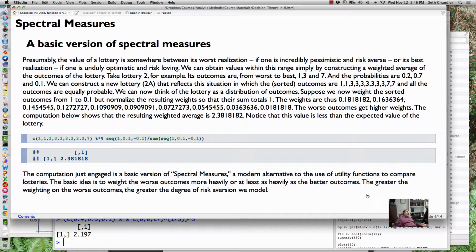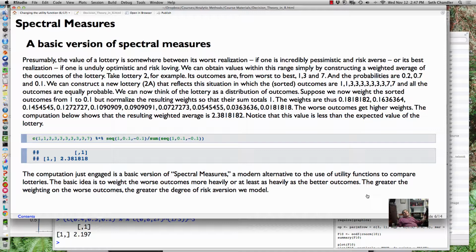And in fact, there are subspecies of spectral measures that have their own names, of which probably the most famous is called expected shortfall. Expected shortfall is where you usually take the worst 5% or maybe the worst 10% of the possible outcomes, and you just look at those. That's all you look at, and you treat those equally, and you just take the average of the worst 10% outcomes. And sometimes people use that as a way of evaluating how risky an investment is.